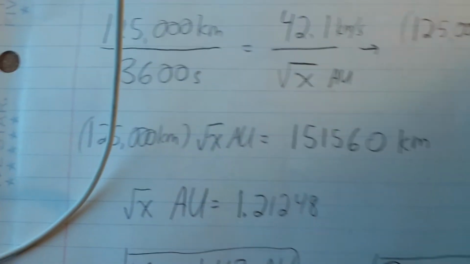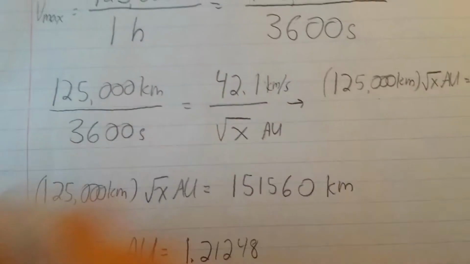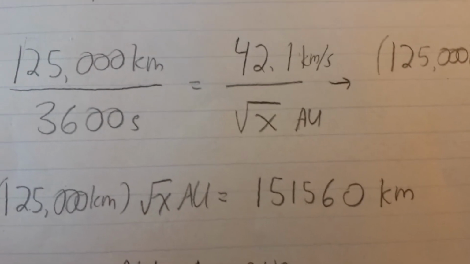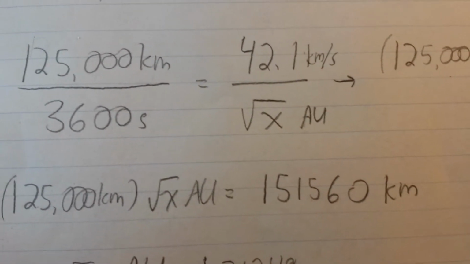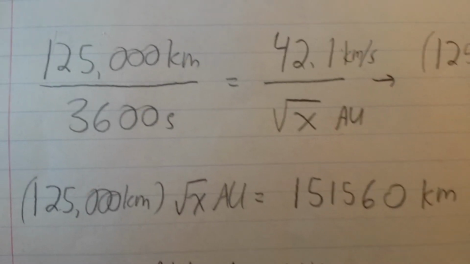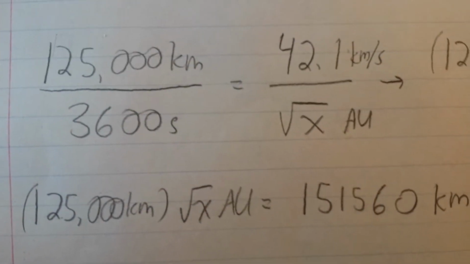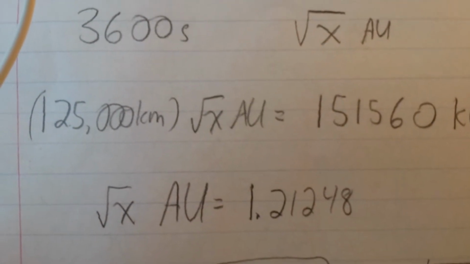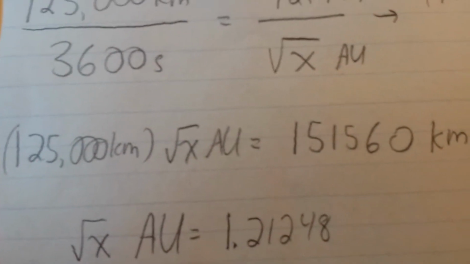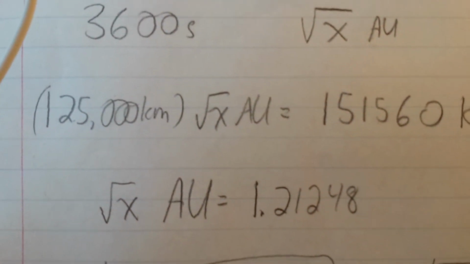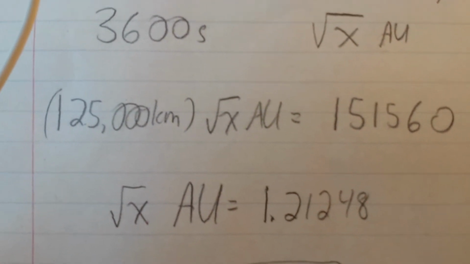You multiply the right side, and you end up with the number on the right at 151,560 kilometers. And then you divide both sides by the 125,000 kilometers to get the square root of x is equal to that. And again, AU is the units for x, not of any variables. So you square both sides.